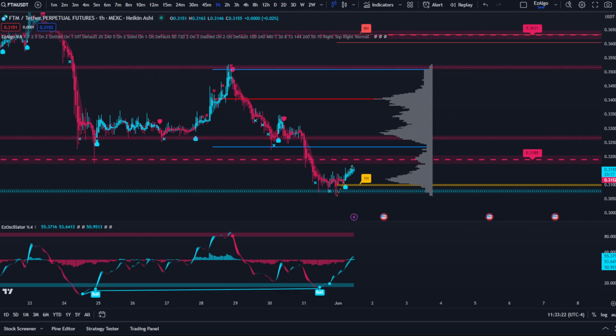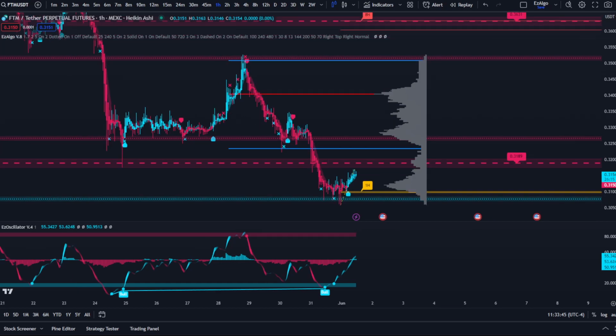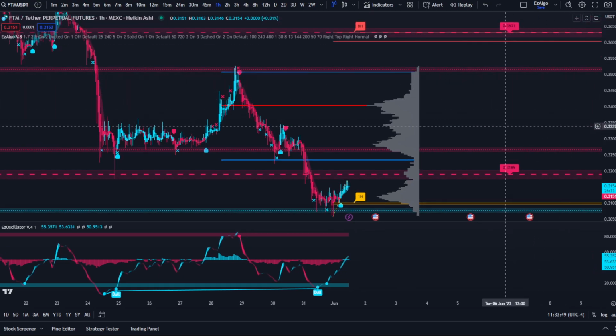All right, so now that you understand exactly how the V8 works, let's get into the best time frame to use this indicator on. So EzAlgo is best on the 1-hour time frame, right? The 1-hour time frame is really the bread and butter when you're trading with this indicator. You can use the chart time frame, so in this case it will be the 1-hour, and I like to have the 12-hour time frames pulled up as well.